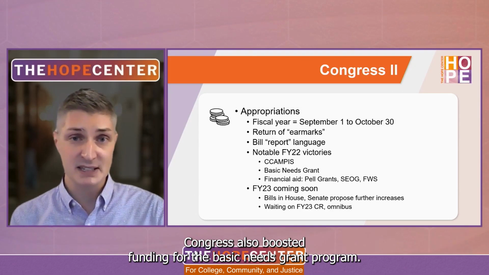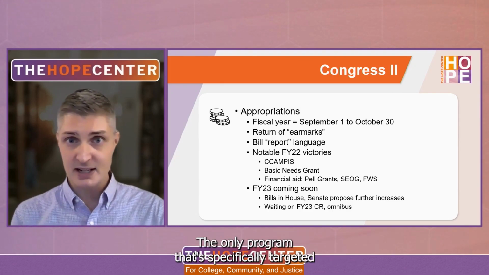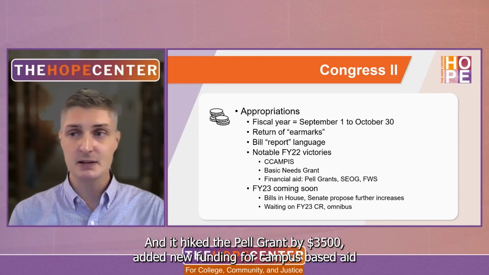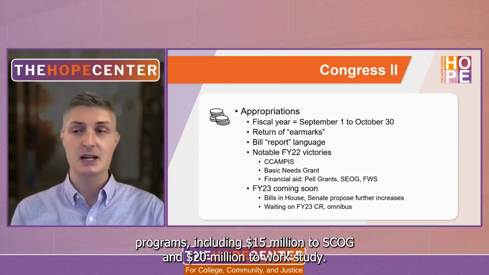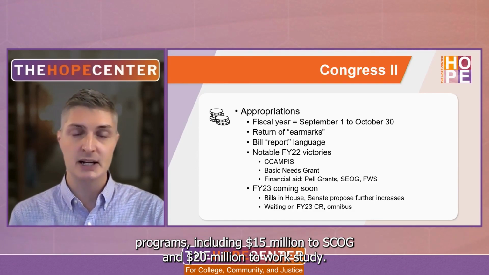Congress also boosted funding for the Basic Needs Grant Program, the only program that's specifically targeted at institutions' reforms to improve student basic needs security. And it hiked the Pell Grant by $500, added new funding for the campus-based aid programs, including $15 million to SEOG and $20 million to work study.